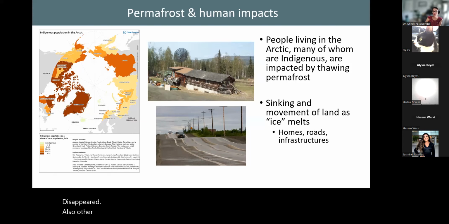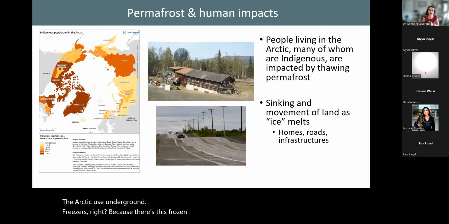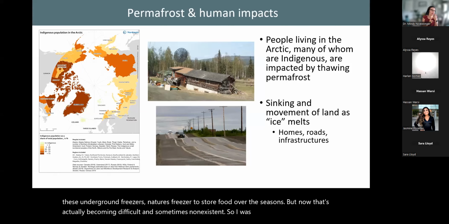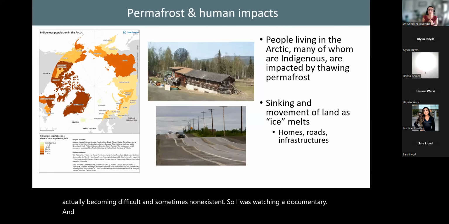Also, other impacts are that a lot of communities and indigenous peoples in the Arctic use underground freezers, right? Because there's this frozen soil beneath their homes. And so they can use these underground freezers, nature's freezer, to store food over the seasons. But now that's actually becoming difficult and sometimes non-existent. So I was watching a documentary, and folks said they used to store some of their meat down in these permafrost freezers, cellars, but now they can't do that because it's thawed. And so you're changing a way of life for these folks.